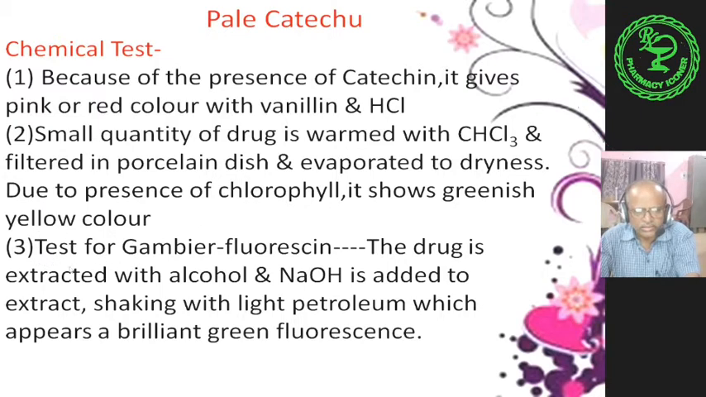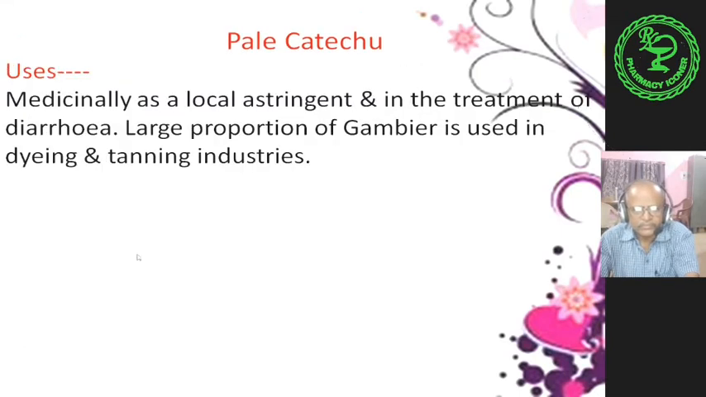Third chemical test is for gambir fluorescein, which is a fluorescent substance. The drug is extracted with alcohol and sodium hydroxide is added to the extract. On shaking with light petroleum, a brilliant green fluorescence appears due to the presence of gambir fluorescein.